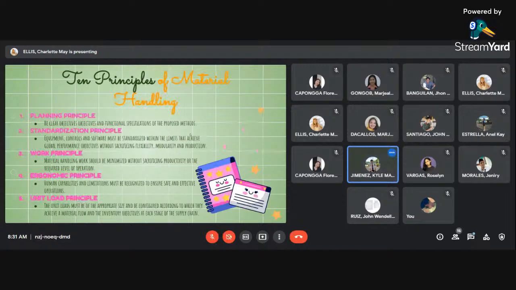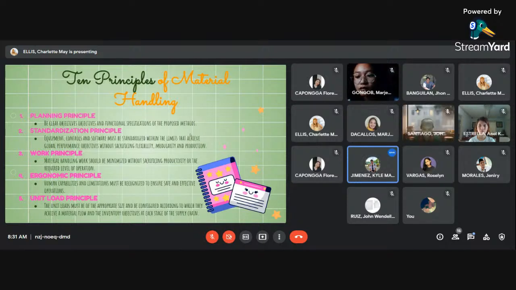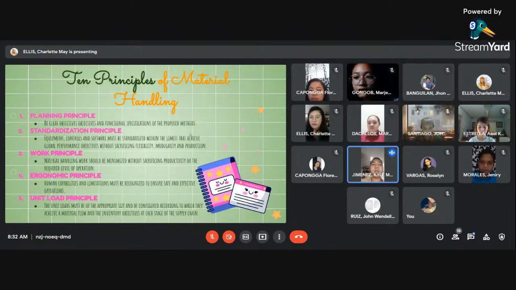Number five, unit load principle. The unit load must be of the appropriate size and configuration to achieve the material flow and inventory objectives at each stage of the supply chain. So dito, ang basic example dito is may container tayo. Pwede natin pagsama-samahin doon yung mga materials, halimbawa, yung nut, yung tornilyo, yung maliliit na bagay, kaysa individually na i-transport kasi mas matagal yun. Okay, next.